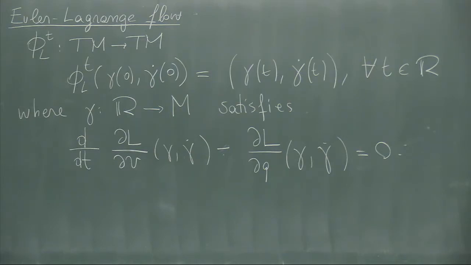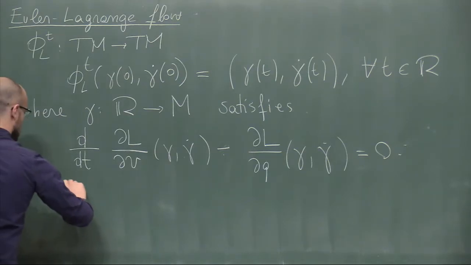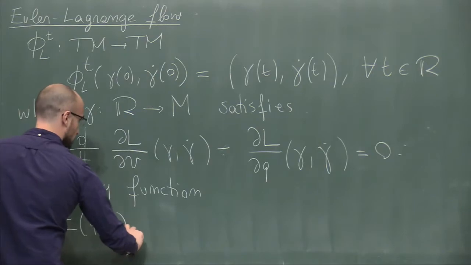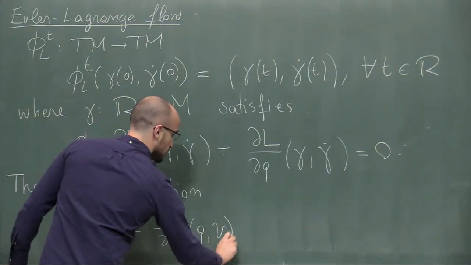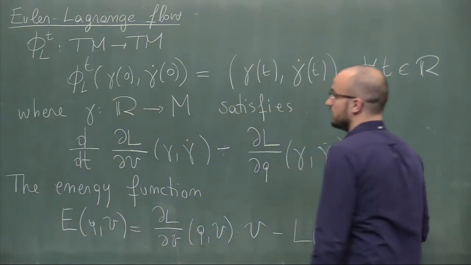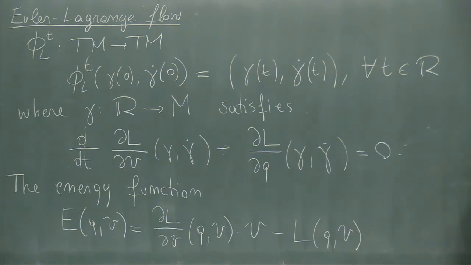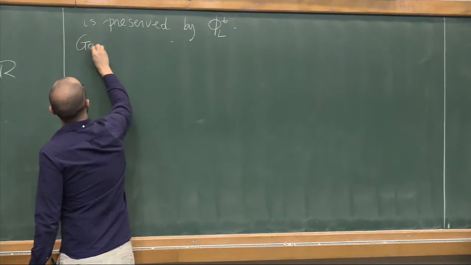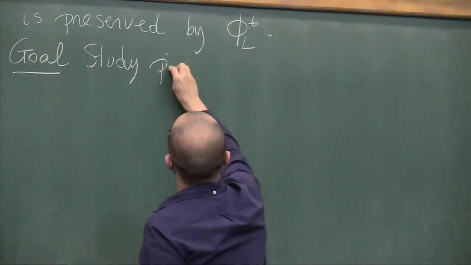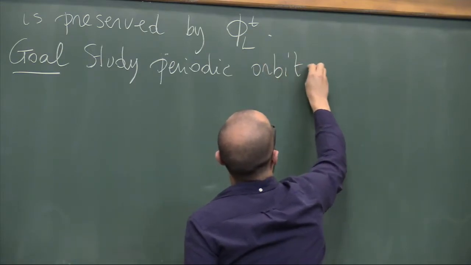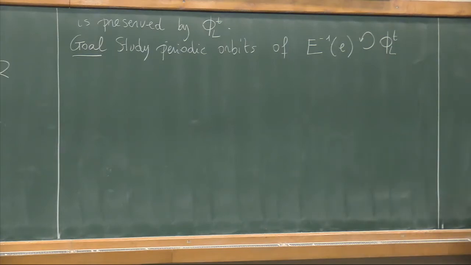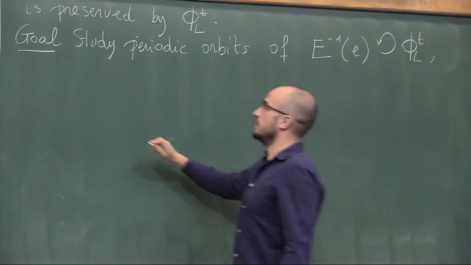By that, I mean that the energy is preserved, and let me recall just briefly what the energy function is. The energy function is defined as dL/dv times v minus L. This energy function turns out to be a first integral of the motion, so it's preserved by the Euler-Lagrange flow. So what we can do is consider an energy level set and study the dynamics on it. Our goal will be to study periodic orbits of the Euler-Lagrange flow restricted to the energy level E^{-1}(e), where e is a given real number.